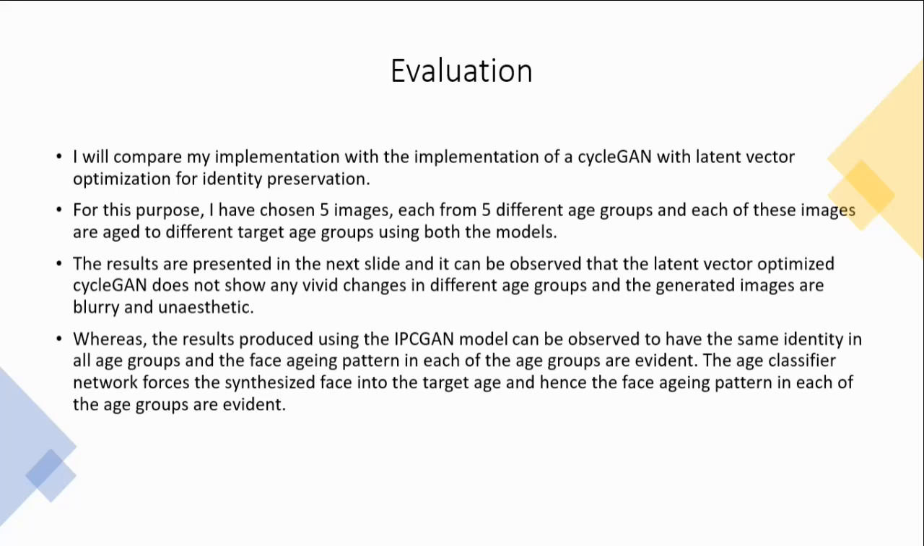I will try to show the aging from a younger person to an older person and also from an older person to a younger person in this manner. The results are present in the next slide, and it can be observed that the latent vector optimized cycle GAN does not show any vivid changes in the different age groups, and the generated images are blurry and unaesthetic. Whereas the results produced using the IPC GAN can be observed to have the same identity in all age groups, and the face aging pattern in each of the age groups is evident.